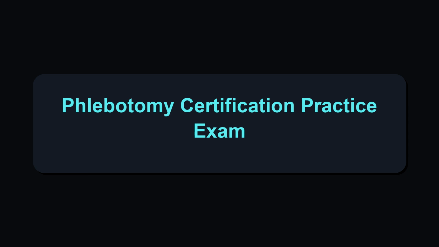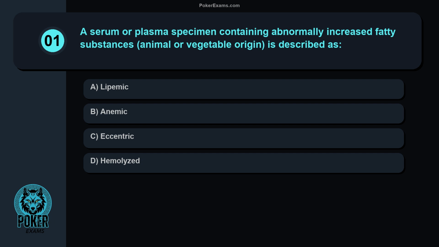Phlebotomy Certification Practice Exam. Question 1. A serum or plasma specimen containing abnormally increased fatty substances, animal or vegetable origin, is described as: lipemic, anemic, eccentric, hemolyzed.